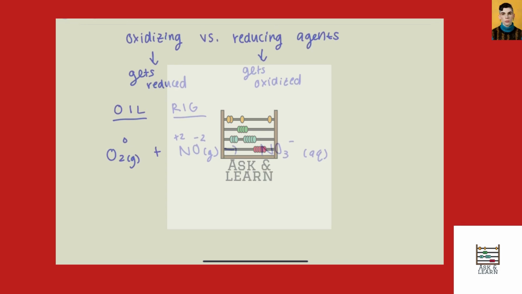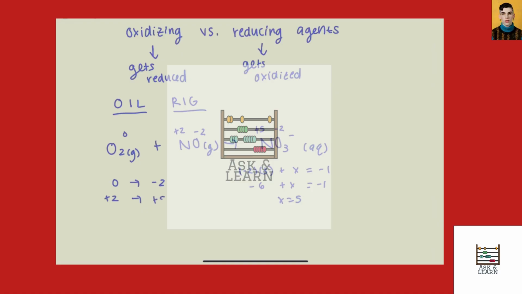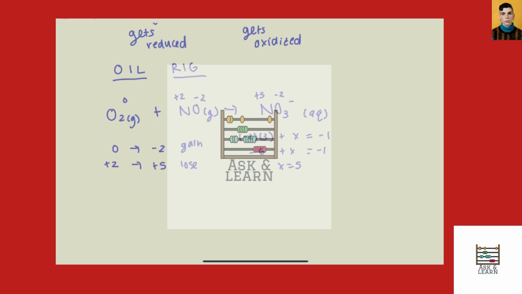Now on the right side, if we assign oxygen a -2 again, in order to define what the charge is for nitrogen, we're going to say that -2 times the 3 oxygens plus whatever the nitrogen is going to have to equal -1 because there's a -1 overall charge. So we have -6 plus x equals -1, x equals 5. So we have a +5 for the nitrogen. So the change in charges is that oxygen goes from 0 to -2 and nitrogen goes from +2 to +5. So here we gain electrons and here we lose electrons.